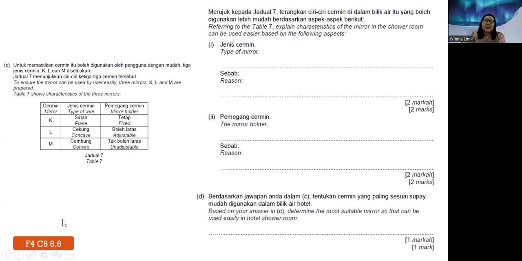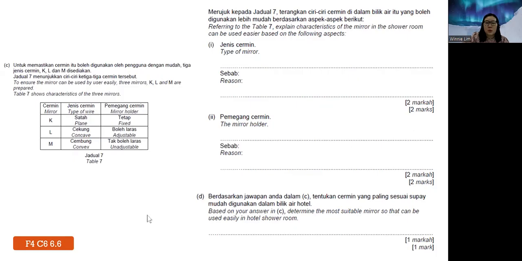So C. To ensure the mirror can be used by the user easily, 3 mirrors K, L and M are prepared, and Table 7 shows the characteristics of these 3 mirrors. Then next, referring to Table 7, explain the characteristics of the mirror in the shower room that can be used easier based on the following aspects: type of mirror, reason, and then the mirror holder, and then reason.